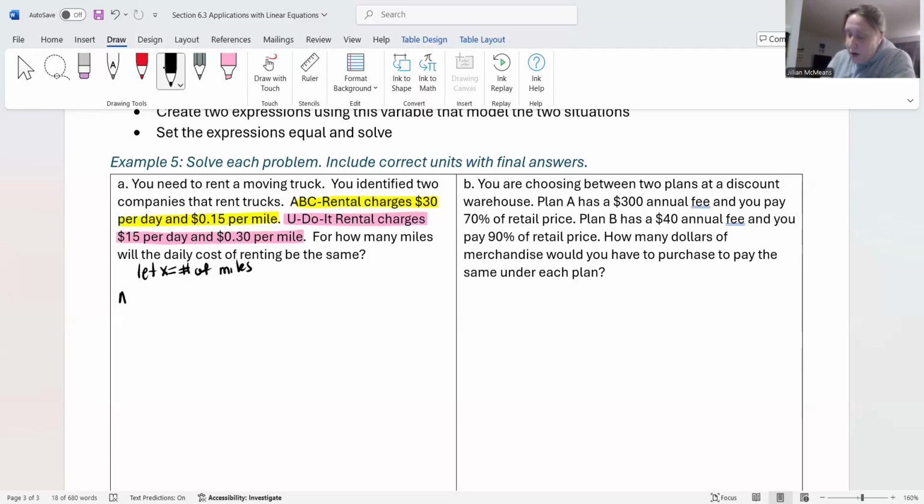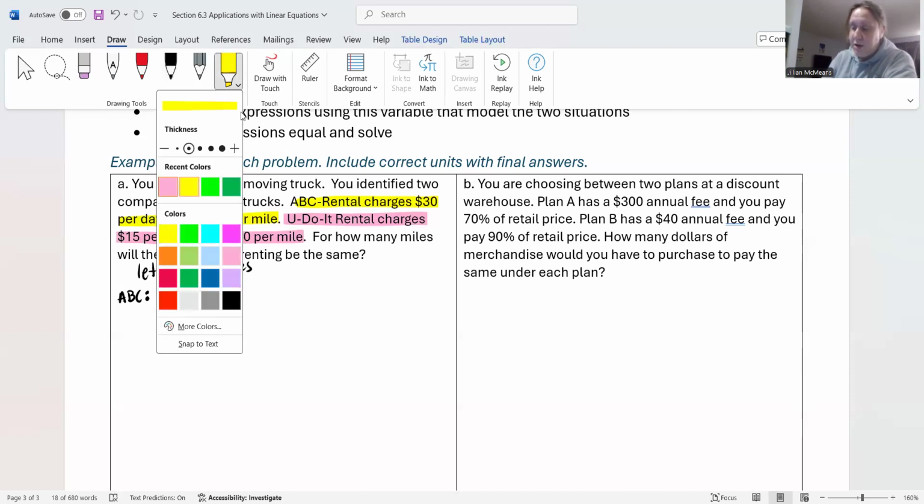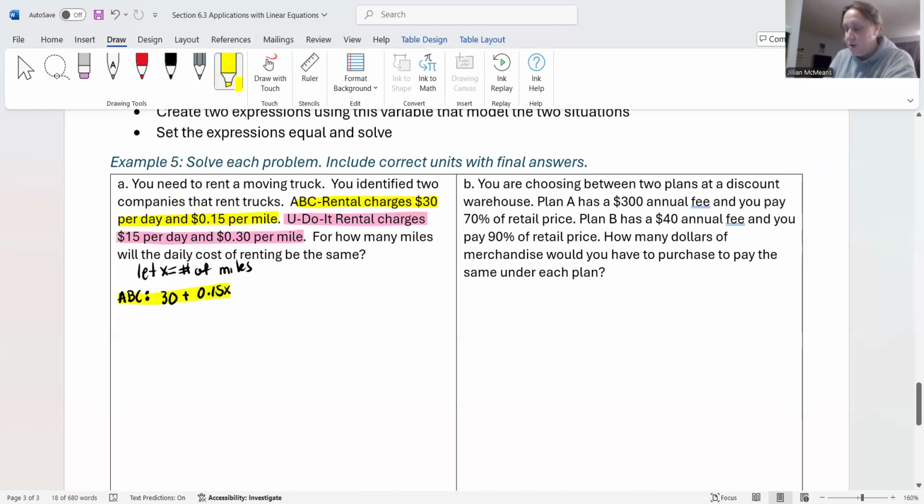For ABC, they're going to charge you $30 a day, period. In addition to that $30, they're going to charge you 15 cents for every mile that you drive. So 15 cents, we want to write it as just 0.15, and then we want to multiply it by X. I'm going to outline this one in yellow just to make sure we're keeping our information together.